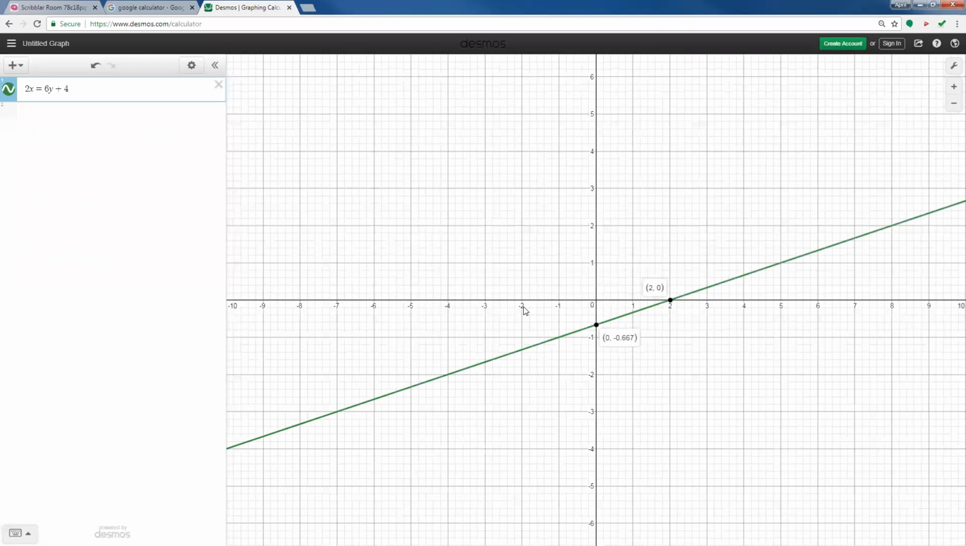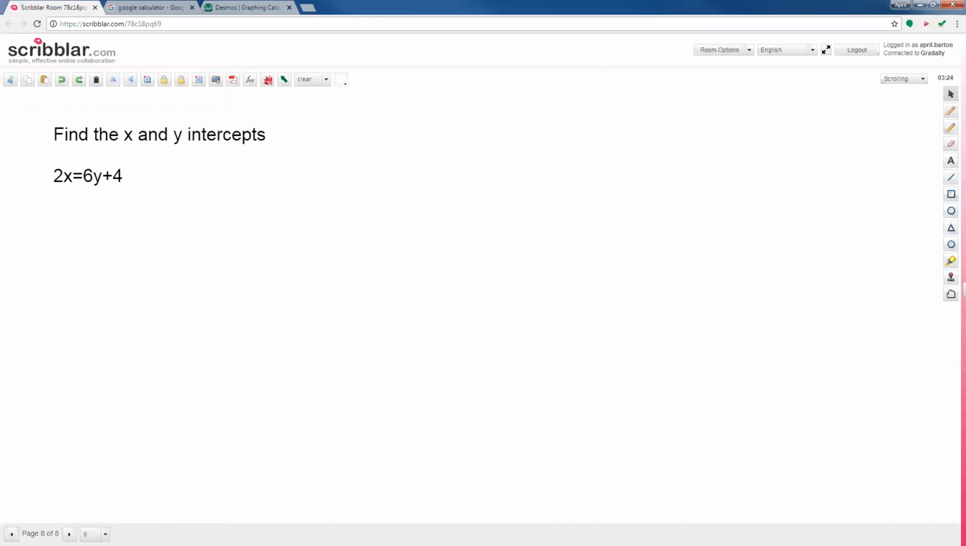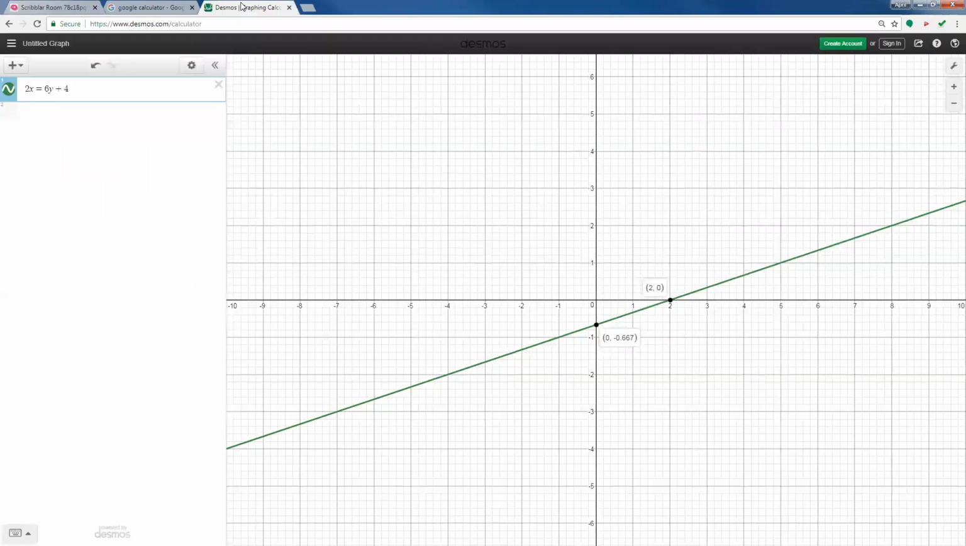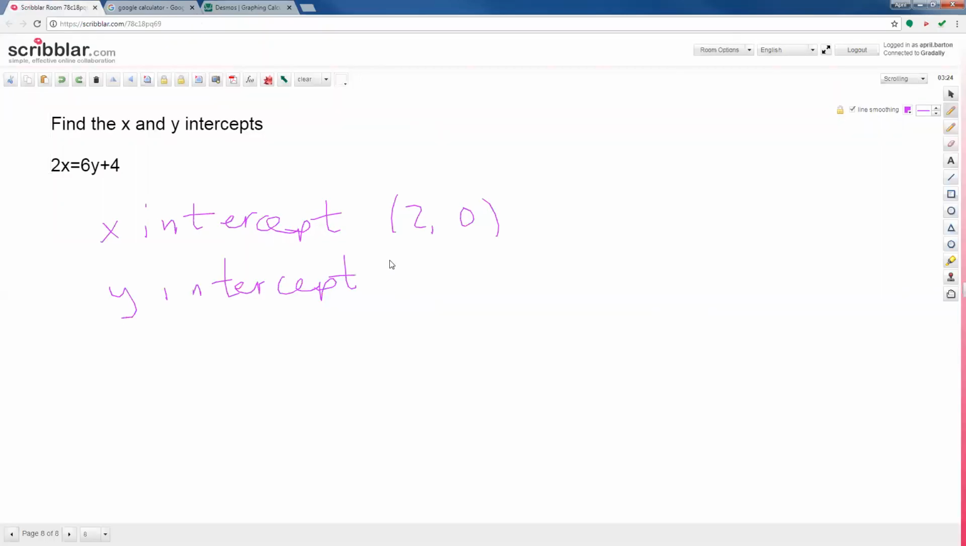So the x-intercept is 2, 0, and you can actually click on it and have it stay up instead of just hovering. So the x-intercept is 2, 0, and the y-intercept is 0, negative 0.7. I'm going to round to the nearest tenth again.